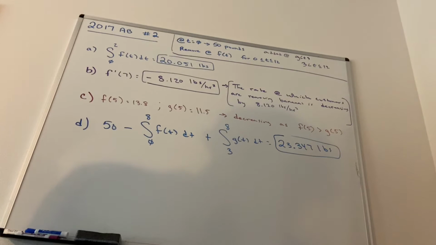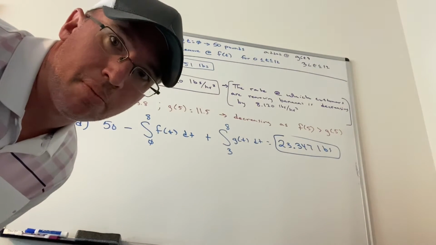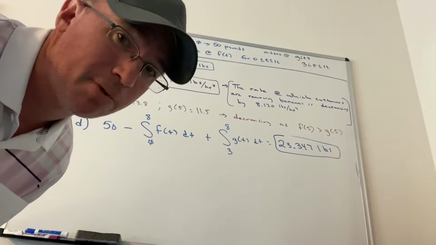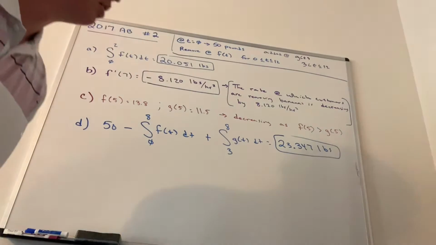And then they're added at the rate g of t between 3 and 12. So something to just see there, the bananas don't start getting added back until time 3. That's probably going to be important at some point.